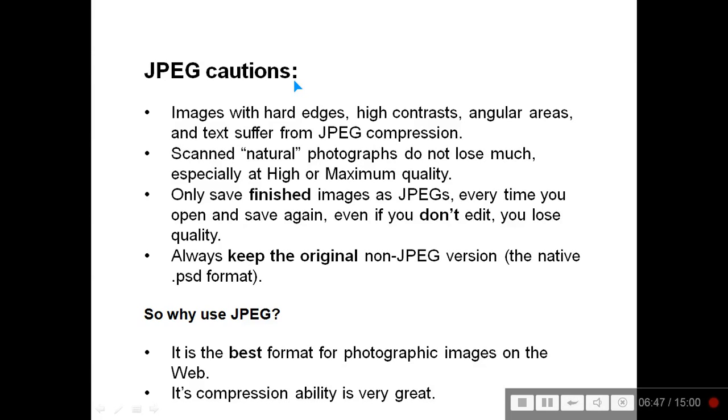We need to learn about them. Images with hard edges, high contrast, angular areas and text suffer from JPEG compression. A scanned natural photograph does not lose much, especially at high and maximum quality, because it does not contain lines or high contrast areas. You can save it as JPEG and edit it in the various editing software, but keep the original non-JPEG version. Why do we use JPEG? It is the best format for photographic images on the web, and its compression ability is very great.